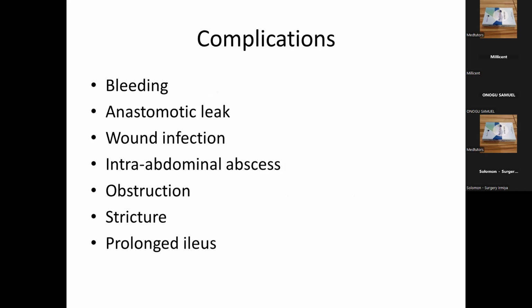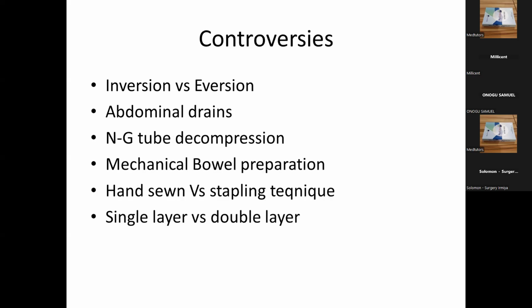So typically, the common complications we see from this can be early or late. In the early complications, we can see bleeding, anastomotic leak, sometimes wound infection, surgical site infections, intra-abdominal abscess, obstruction if the bowel segments that have been anastomosed are stenosed, and then stricture in the long run, and then prolonged ileus are some complications we see following bowel anastomosis.